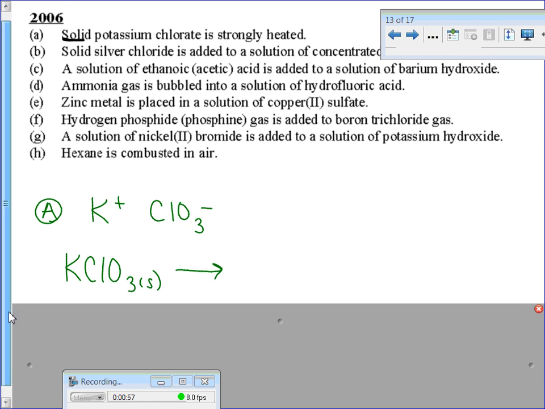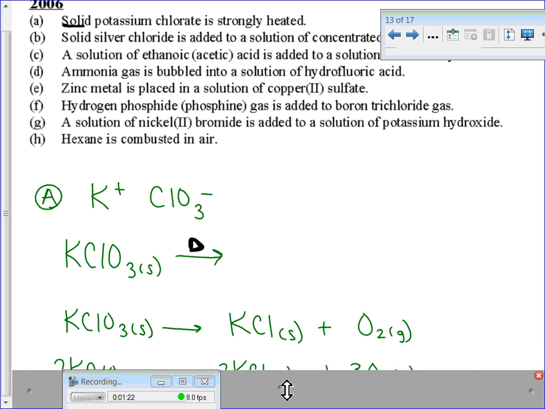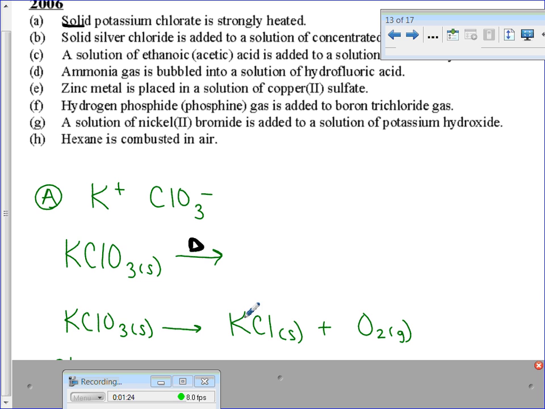Next, I need to figure out what products I'm going to make. This is a metallic chlorate. From your rules, when metallic chlorates are strongly heated, and I really should have a triangle over this, they're going to decompose into a metal chloride and oxygen gas. So I'll have potassium chloride, and it's going to be a solid, and oxygen gas.